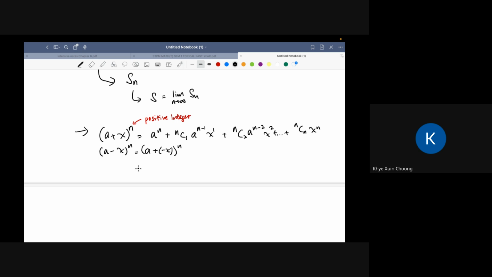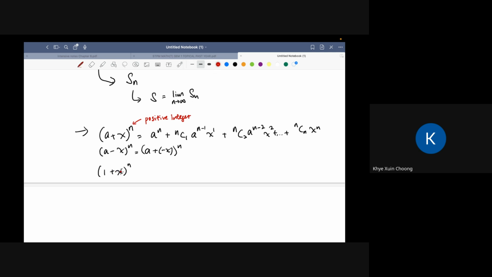There is another thing about this binomial theorem, which we normally call the binomial series. If your power is not a positive integer, let's say a fraction or a negative integer, then you must ensure that inside the bracket it must be 1 plus something. Then only can you use this formula.